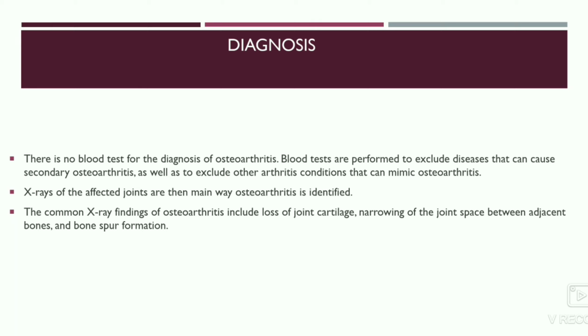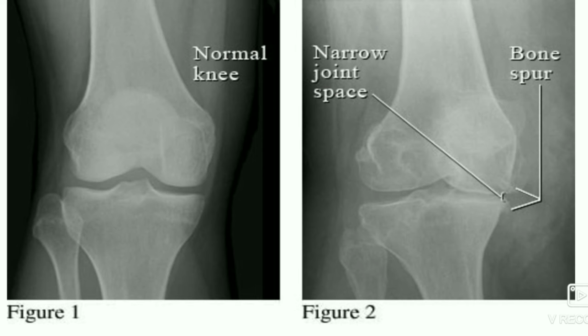The common X-ray findings of osteoarthritis include loss of joint cartilage, narrowing of the joint space between adjacent bones, and bone spur formation. Here are two figures to differentiate between a normal knee joint and a knee joint affected with osteoarthritis. In the normal knee joint, a space is maintained between the adjacent bones where synovial fluid is present, whereas in figure 2, the cartilage and synovial fluid are diminished. It can be identified by the presence of a narrow space between the adjacent bones.